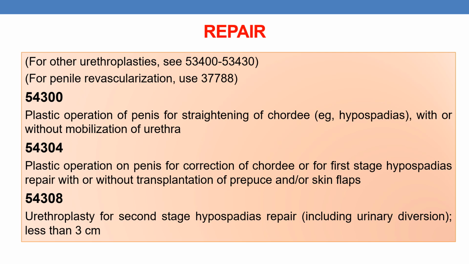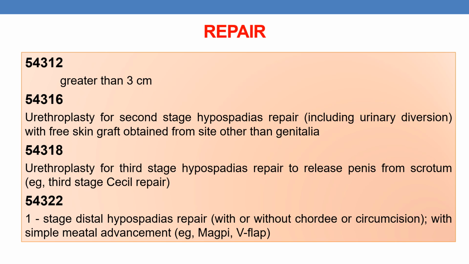The next is 54308, urethroplasty for second stage hypospadias repair, including urinary diversion less than 3 centimeters. If it is greater than 3 centimeters, the CPT is 54312. The next is 54316, urethroplasty for second stage hypospadias repair, including urinary diversion with free skin graft obtained from the site other than genitalia.